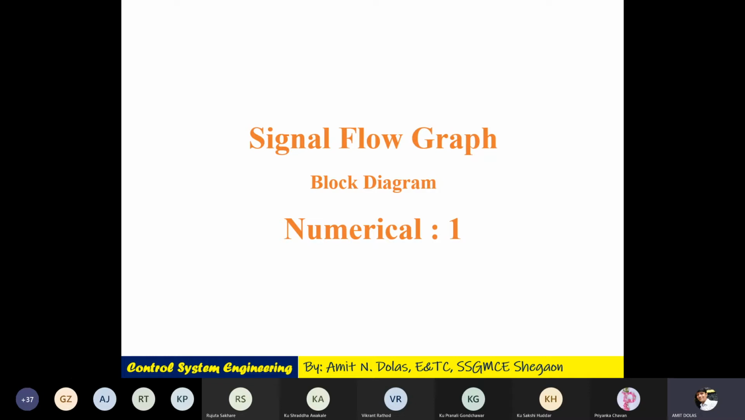If you have a circuit diagram, you may get the algebraic equation in S domain and you can use signal flow graph there. So here we'll be looking at the first example of signal flow graph. And if the block diagram is given, how to draw the signal flow graph of that particular block diagram, that we'll see in this numerical 1.